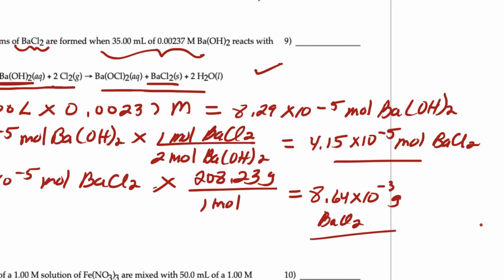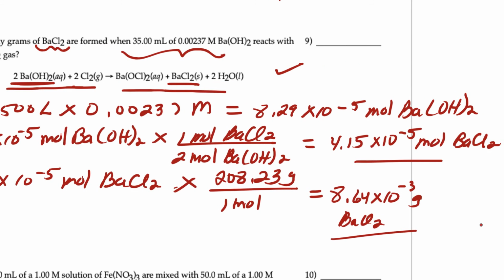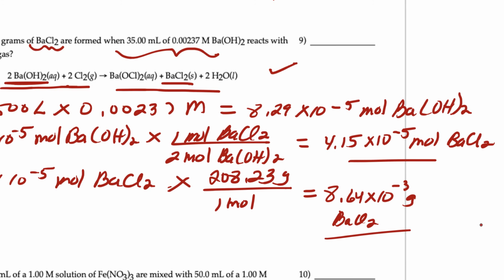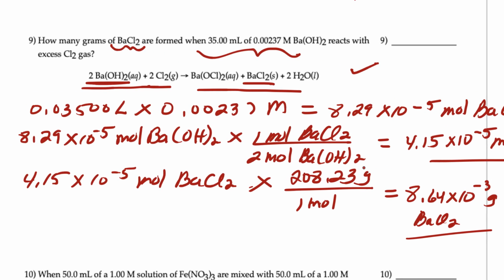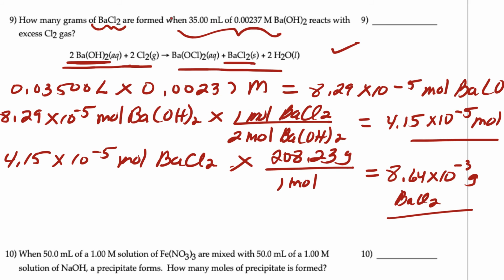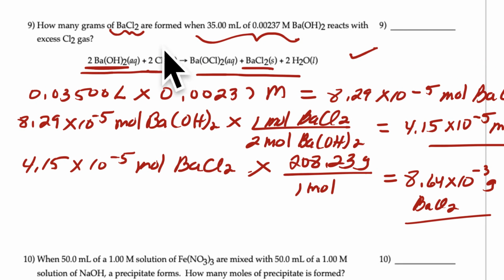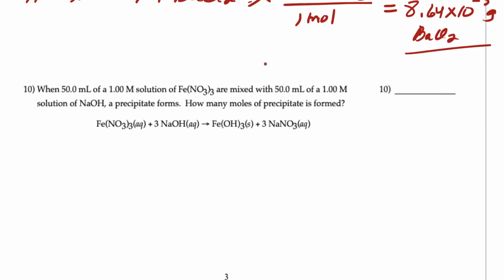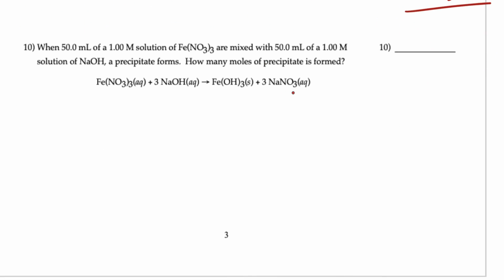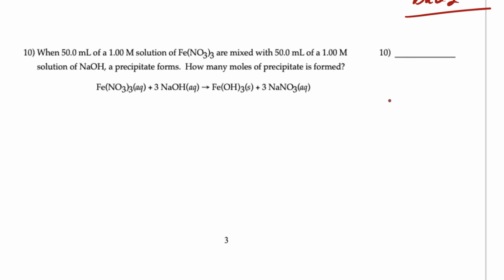So you can see with all of these problems, we're doing them the same way as we did all the stoichiometry problems. The only difference is, like here, we were given the volume and the molarity of the barium hydroxide. So we needed to determine the number of moles and then use our mole ratios from the balanced chemical equation.